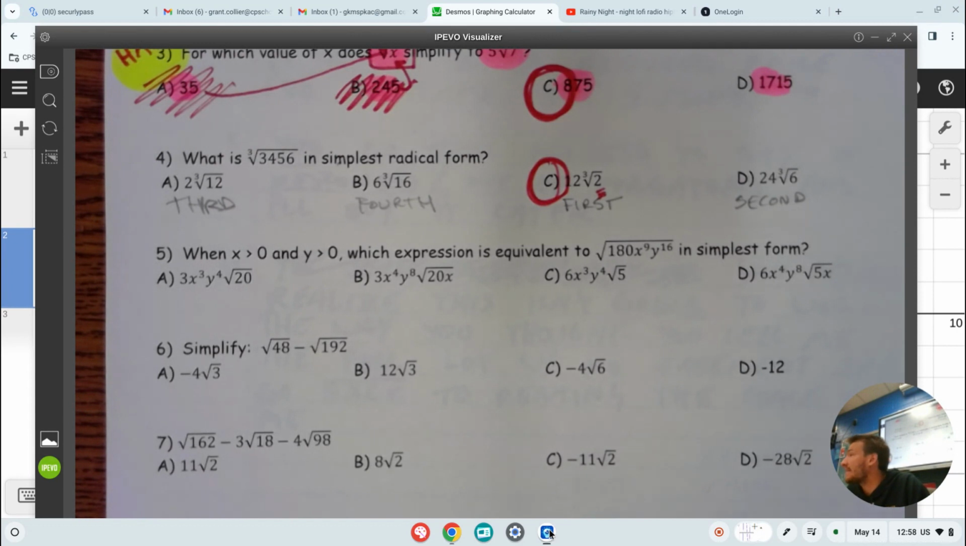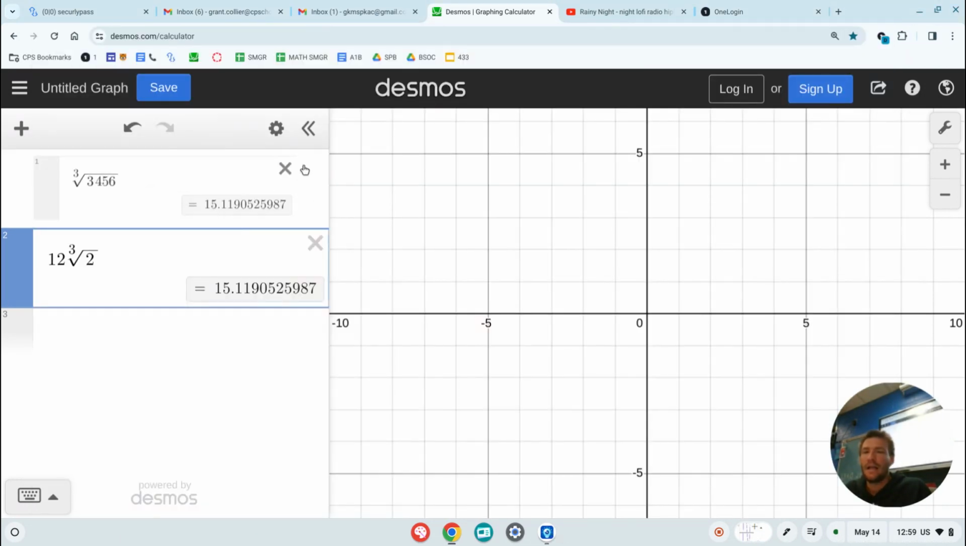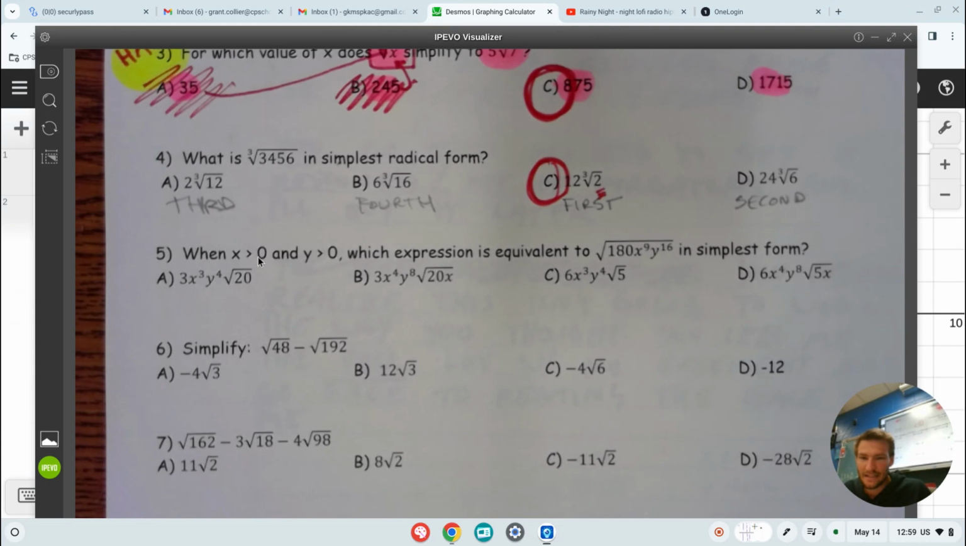All right, the very last thing I'm here to show you today is what do we do with letters? So, question number 6, or 5 actually.